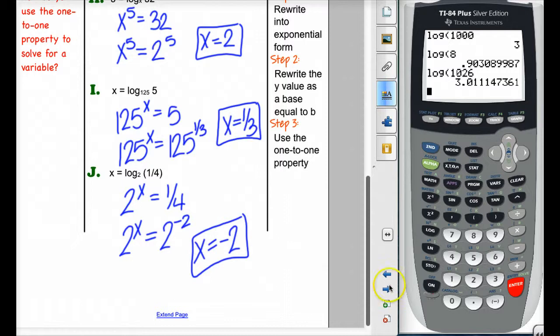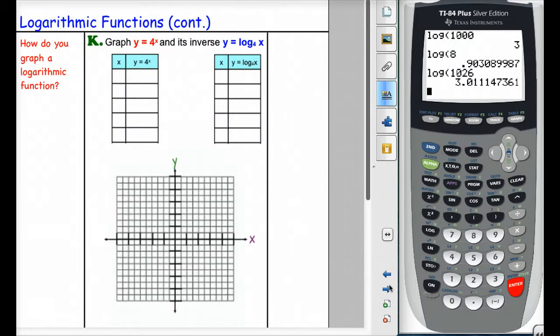The last piece that we need to be able to do is graphing our exponential function and its inverse, which is what a logarithmic function is. So 4 to the x we've done before. If I use 0, 1, 2, negative 1, negative 2, 4 to the 0 is 1, 4 to the first is 4, 4 to the second is 16, 4 to the negative 1 is 1/4, and 4 to the negative 2 is 1/16. Now, one of the things about log base 4 of x: this is y equals b to the x, and here it's b to the y equals x.